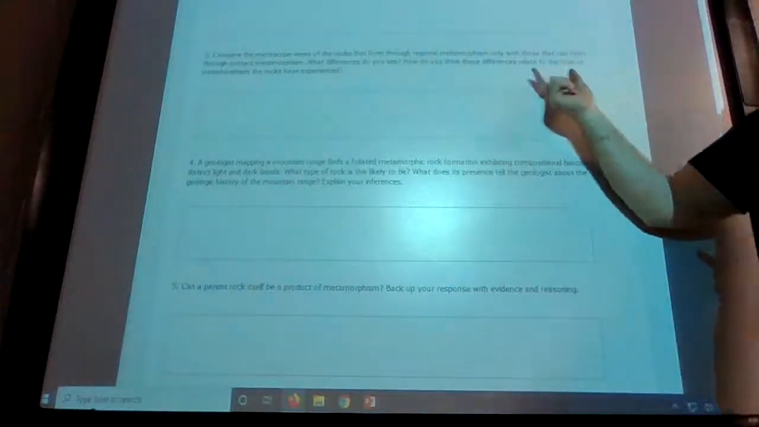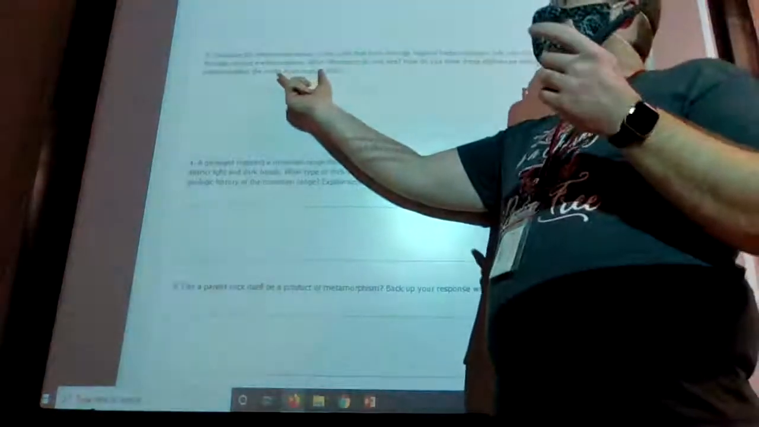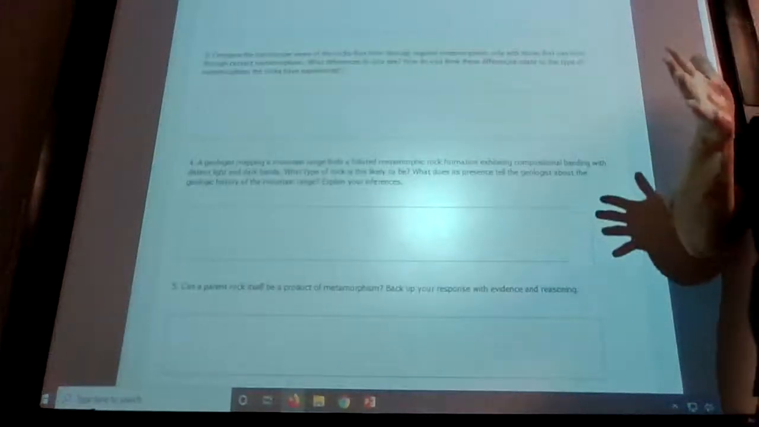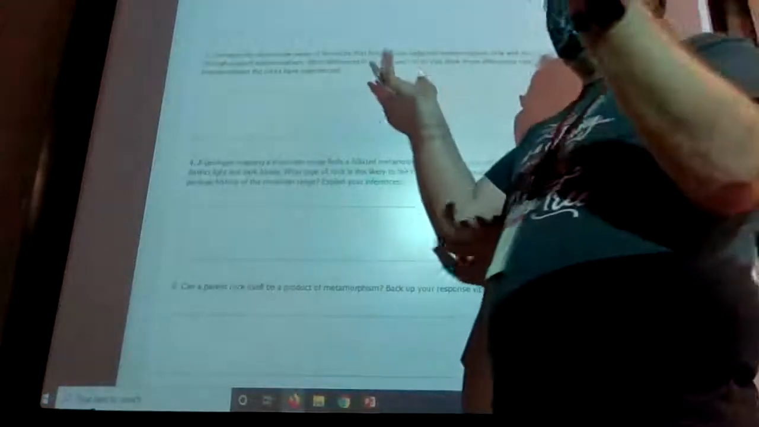And how do you think these differences relate to the types of metamorphic rocks or metamorphism rocks have experienced? It's all about pressure. If the rock has been squeezed with pressure, it's going to have those lines. It's going to have those linear features, those foliations. If the rock wasn't squeezed with pressure, then everything's just going to be the same in any direction that you look. You're not going to have any lines. You're not going to have any foliations. And so that's what that means.